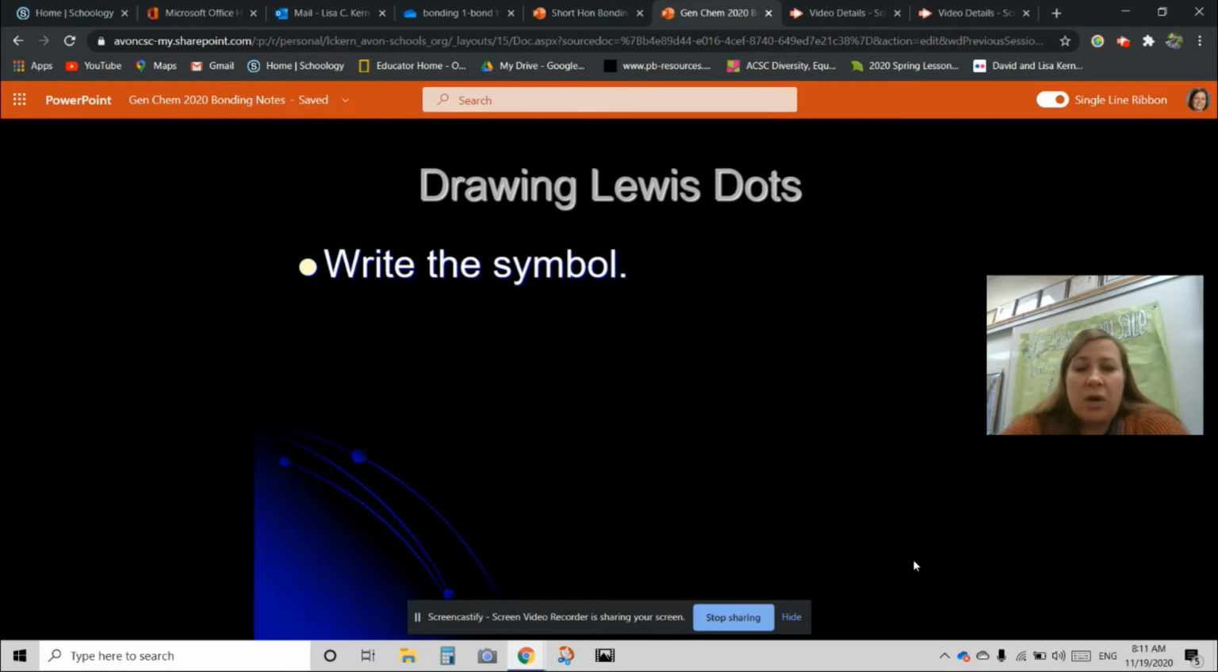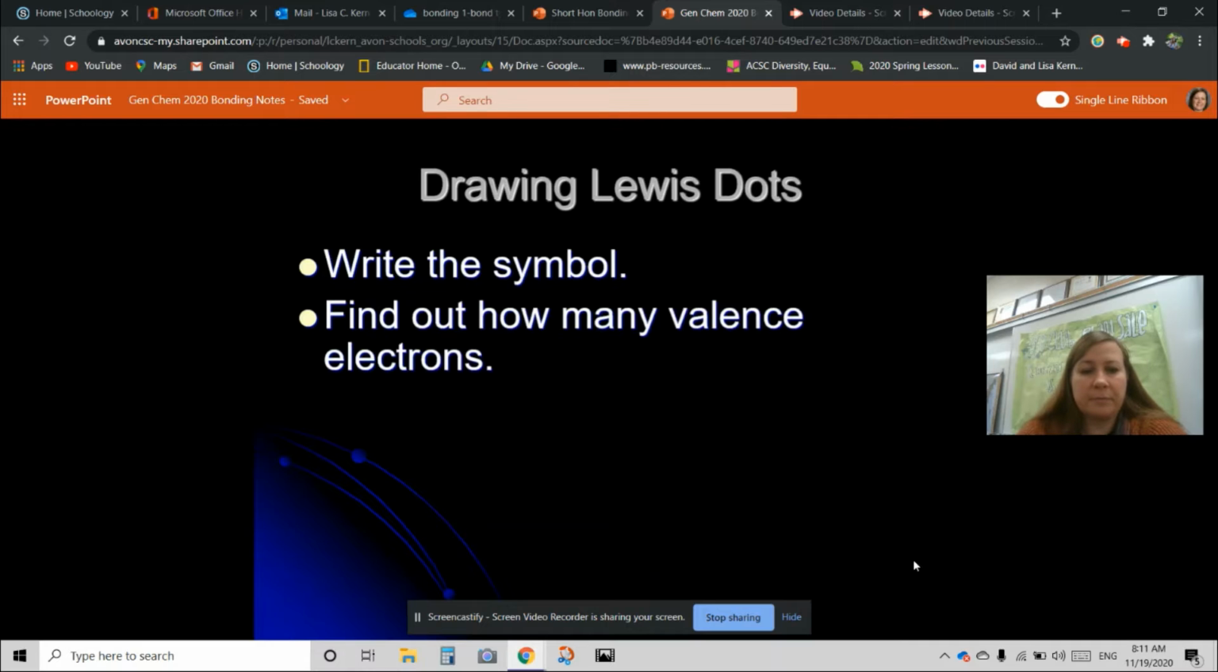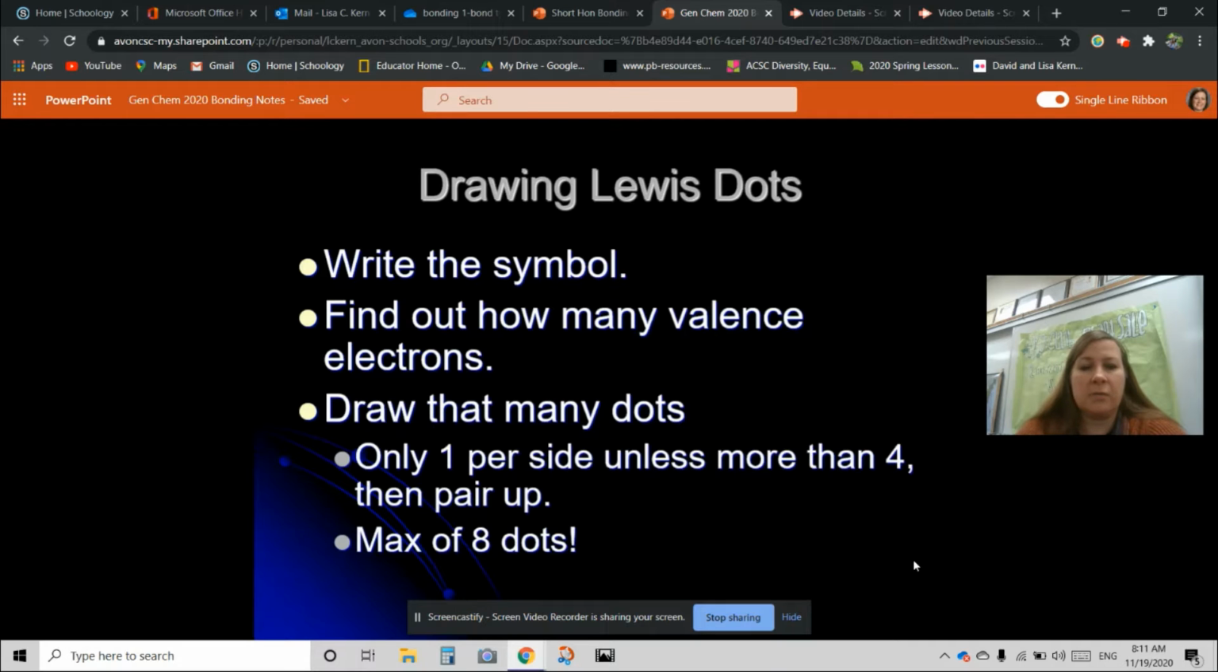So here's how you draw Lewis dot diagrams. First of all, you write the symbol of the element. Then you figure out how many valence electrons it has by looking at it on your periodic table. You might want to write these instructions down, so you might need to pause.